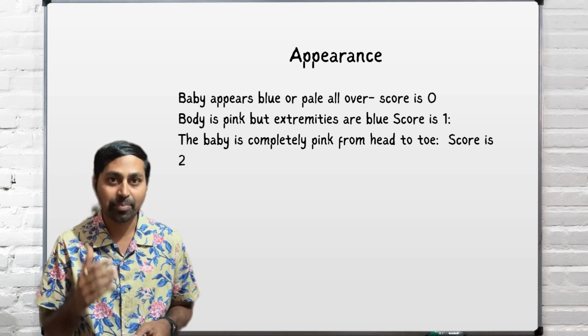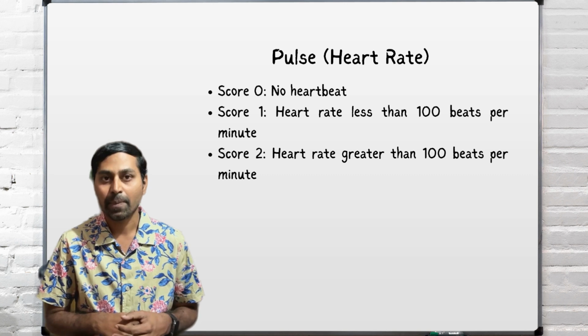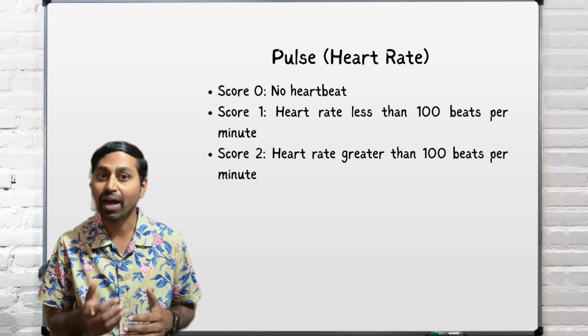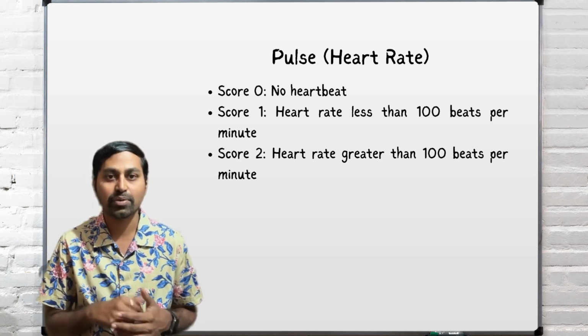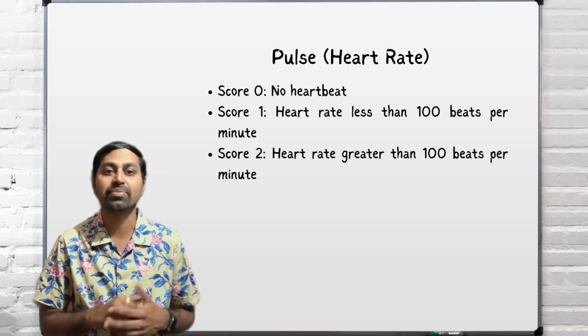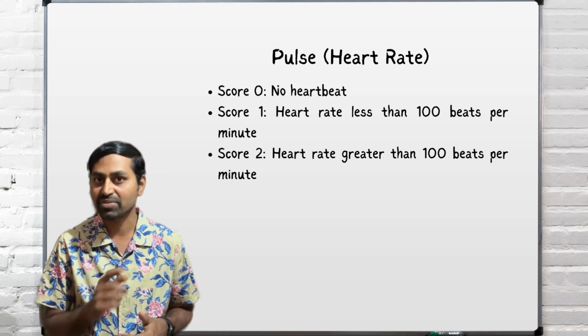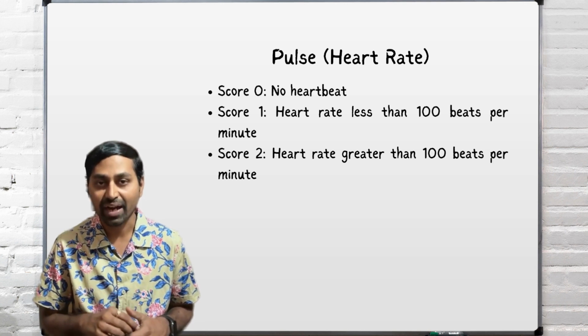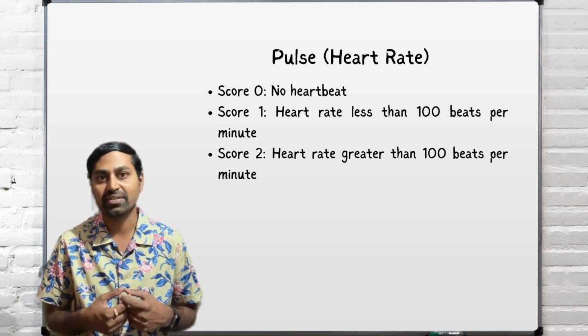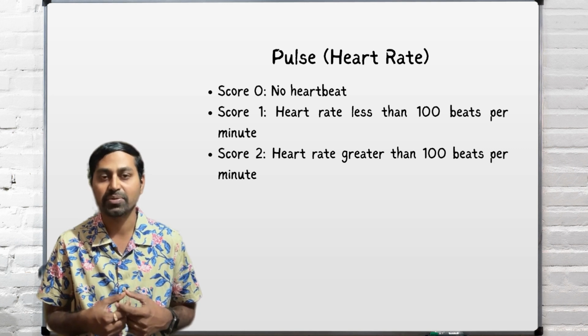Then the pulse or heart rate. If there is no heartbeat, then the score is 0. If the heart rate is less than 100 beats per minute, then the score is 1. And if the heart rate is greater than 100 beats per minute, then the score is 2.